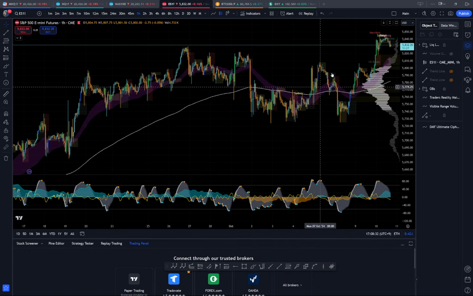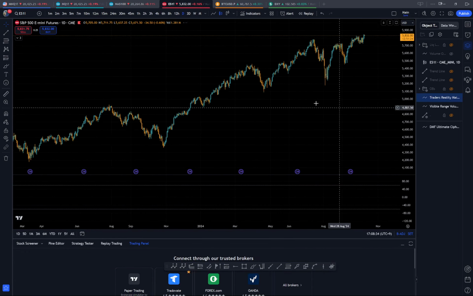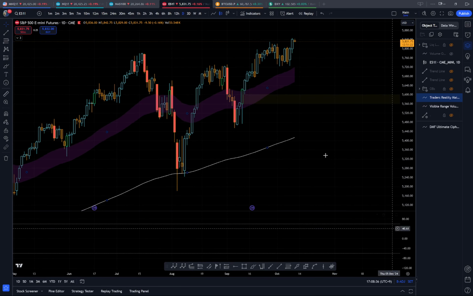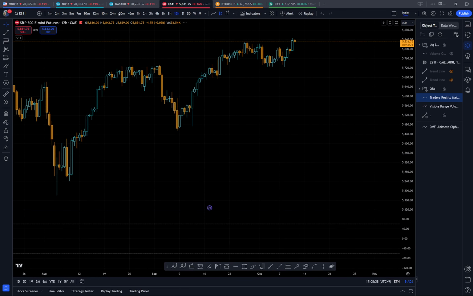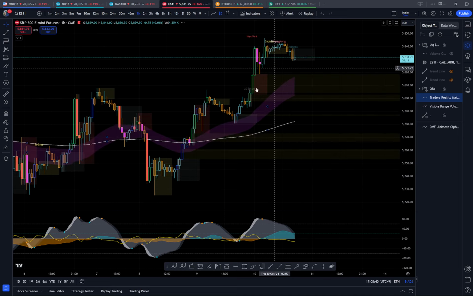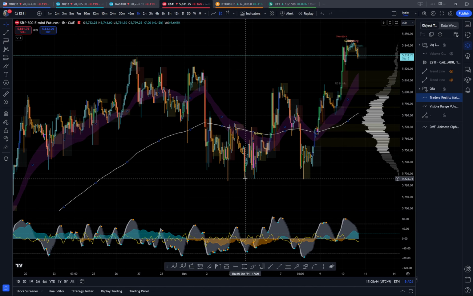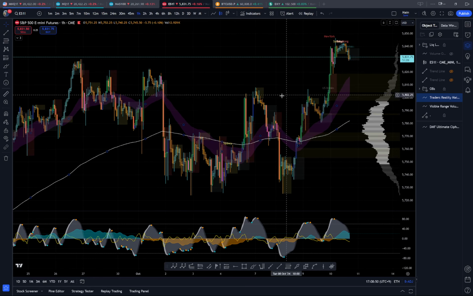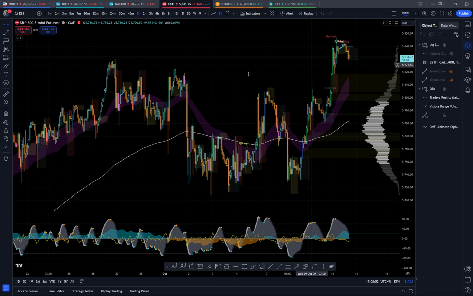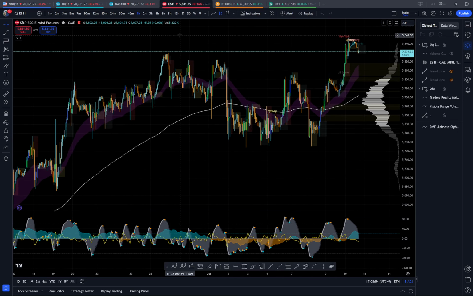The ES has just once again put in an all-time high, right? I must say I didn't expect it to do it like this, but there you go. It took one pip of liquidity, basically, down here, and just pushed up. ES has taken the all-time high again.